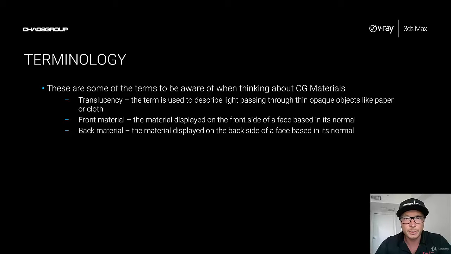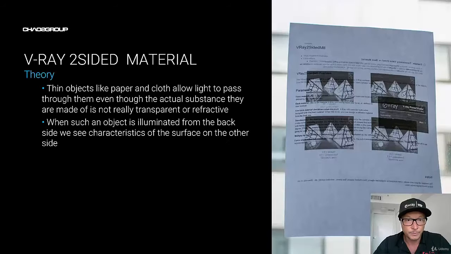Translucency is the term used to describe light passing through thin opaque objects like paper or cloth. Front material is the material displayed on the front side of the face, based on its normal, and the back material is the material displayed on the back side of the face, based on its normal.